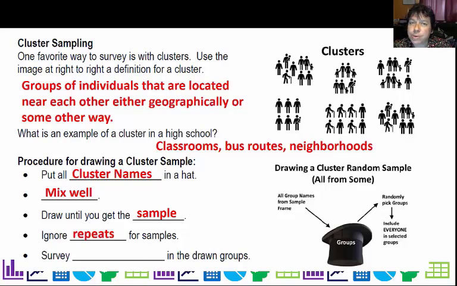Now, as always, ignore repeats for samples. And then here's the difference with a cluster sample. With a cluster, you're going to survey everyone in the drawn group. So if I pull room D231, I'm going to go ahead and actually survey everyone in D231.